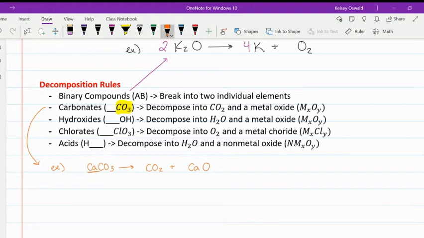Make sure you guys write, when you write the formula for that metal oxide, you balance your charges. Okay, so calcium, this guy has a +2 charge. Oxygen, this guy's -2. So it ends up balancing on its own. So calcium oxide, that is just CaO. And when we check to make sure this is balanced, we have 1 calcium on either side, 1 carbon on either side, and 3 oxygen. Okay, so this one is good to go.